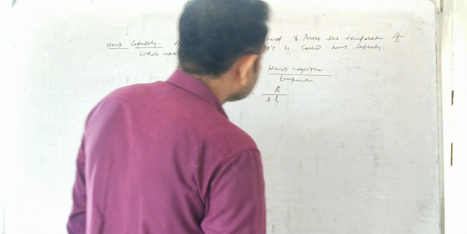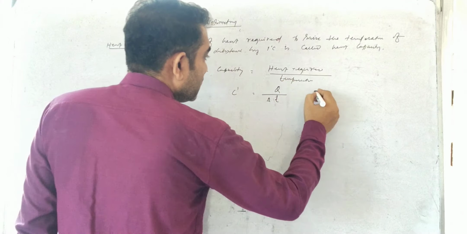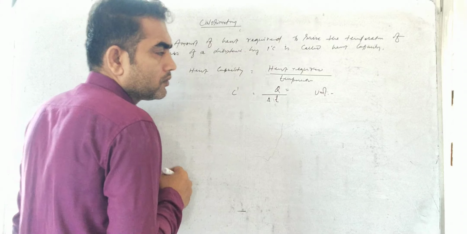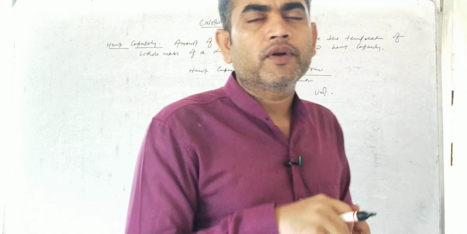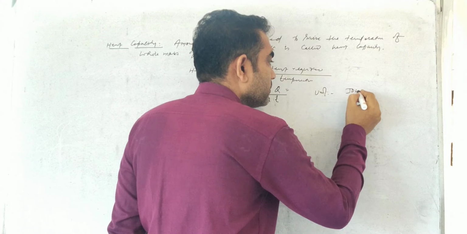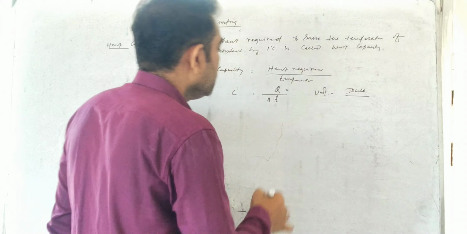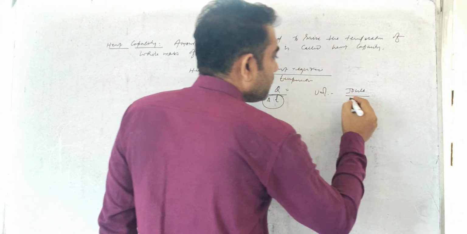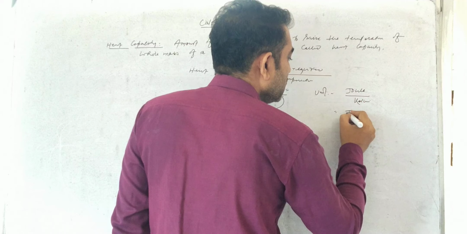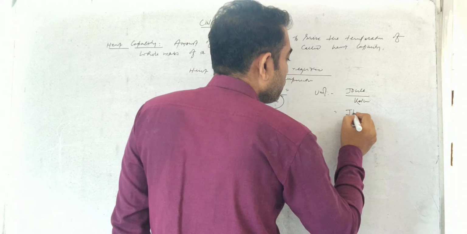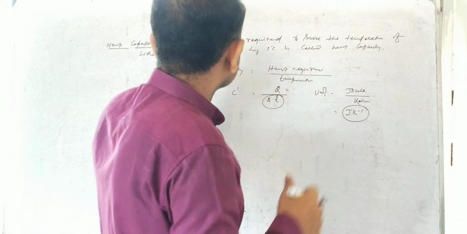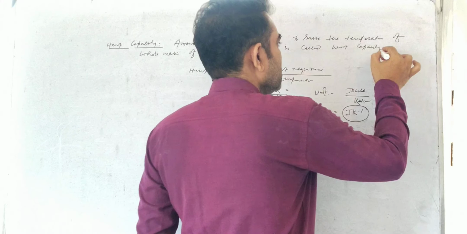Now, the unit. What is the unit for heat? The unit for heat is the joule. And what is the unit for temperature? The unit for temperature is the Kelvin. So the unit for heat capacity will be joule per Kelvin. So heat capacity is this one.